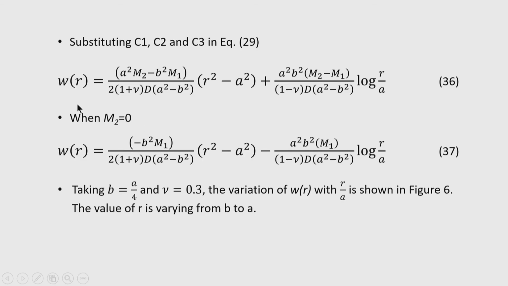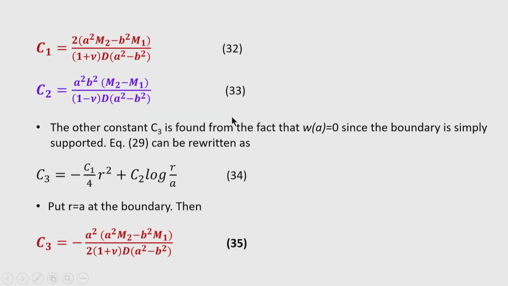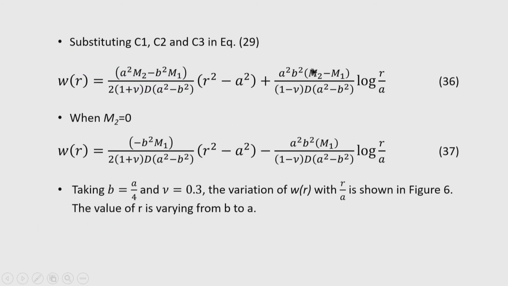So, we can write the expression for deflection with m 2 equal to 0. For example, here there is no moment at the outer edge, only the inner edge moment is acting. So, put m 2 equal to 0 in this expression, and then we can get the expression for W r as this.